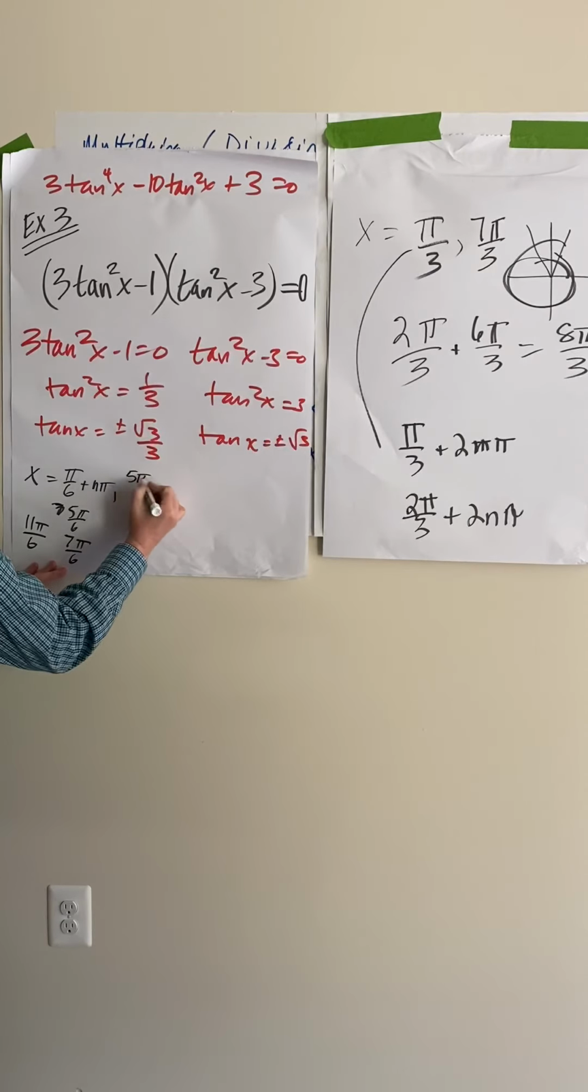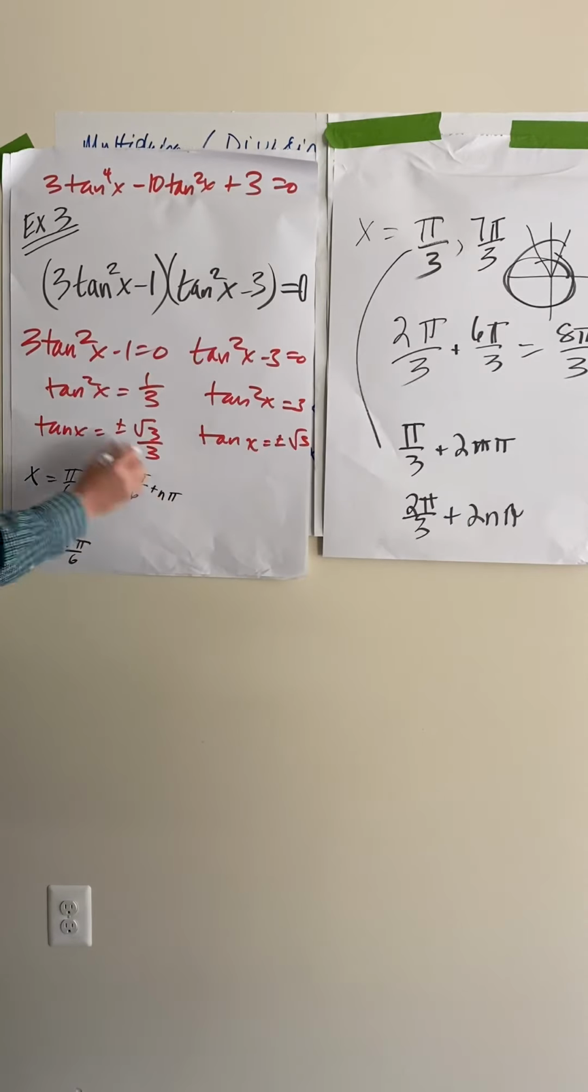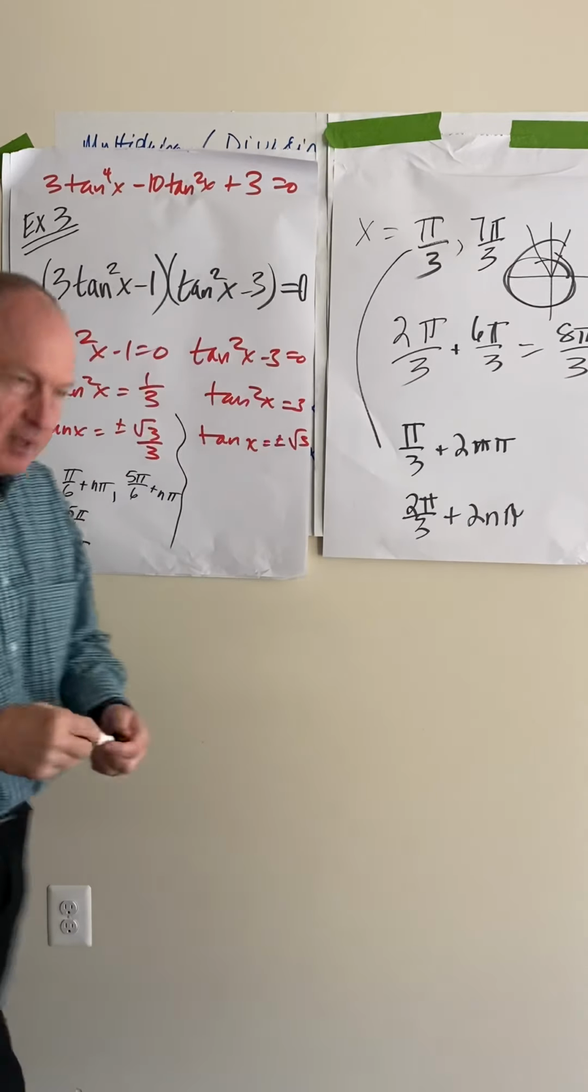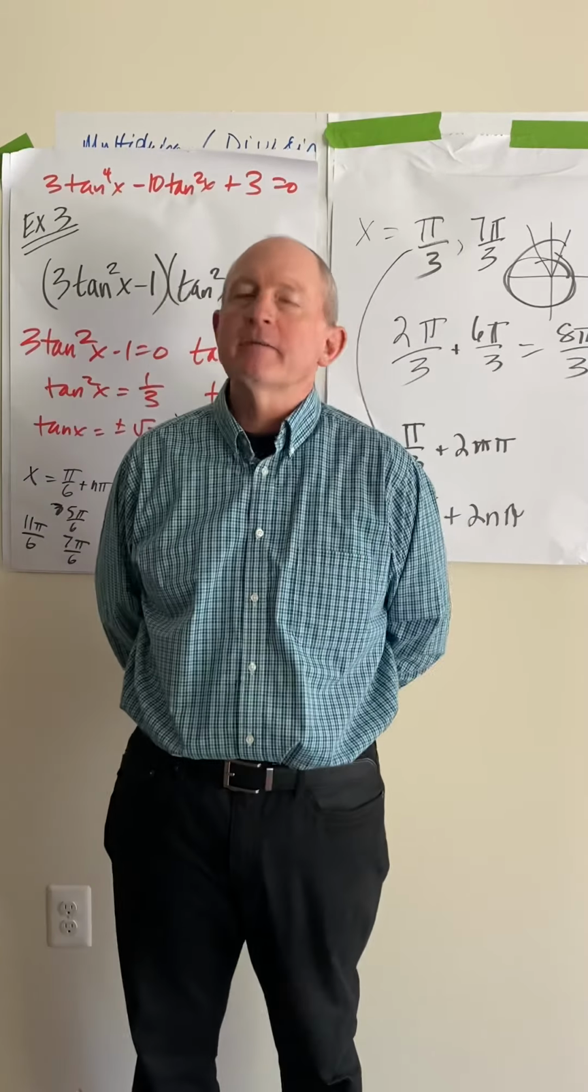5 pi over 6 plus n pi. So those are the solutions for this half. Now I got solutions for this half. Well, when's the tangent equal to root 3? Think about sine over cosine.